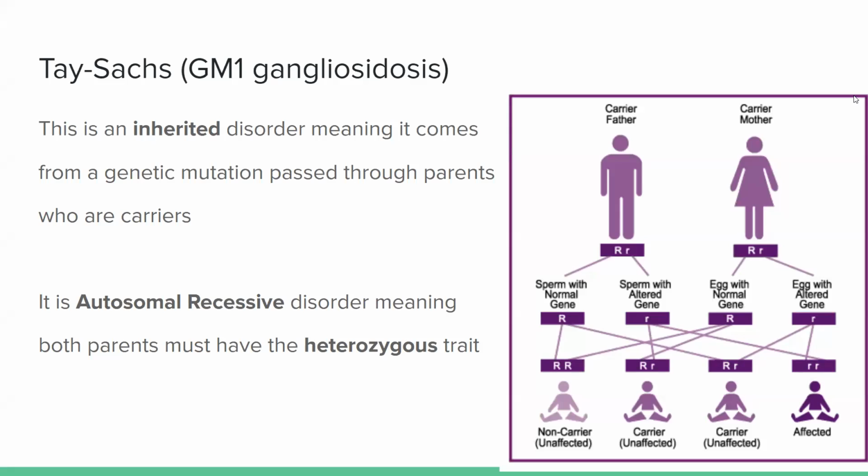So Tay Sachs is an inherited disorder, meaning that it comes from a genetic mutation that is passed down from parents. And in order for it to be passed down and expressed, both parents must express that gene because it is autosomal recessive. So both parents have to be carrying the gene in order for it to be expressed in the child.